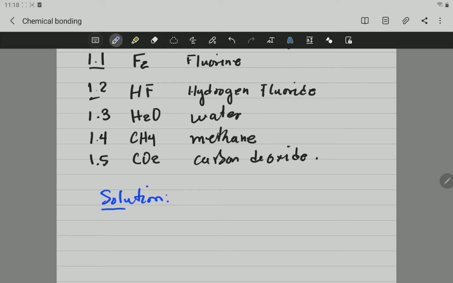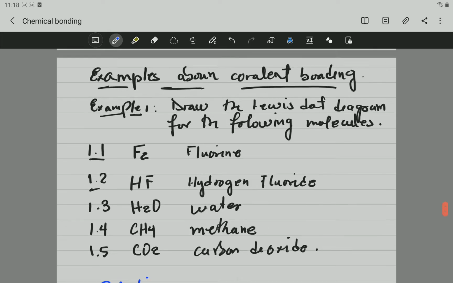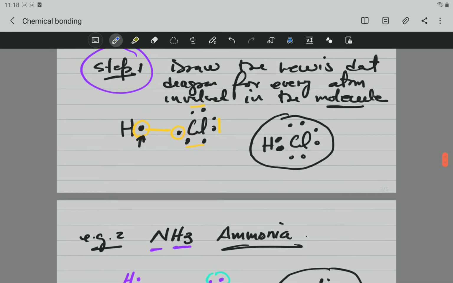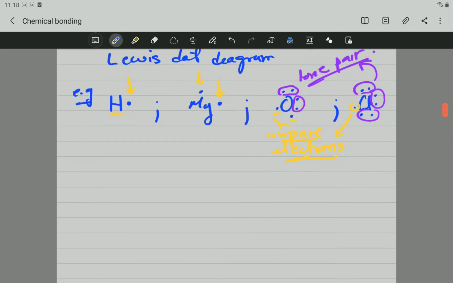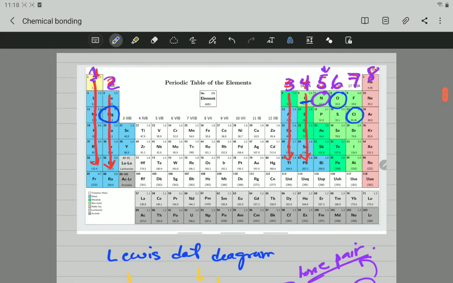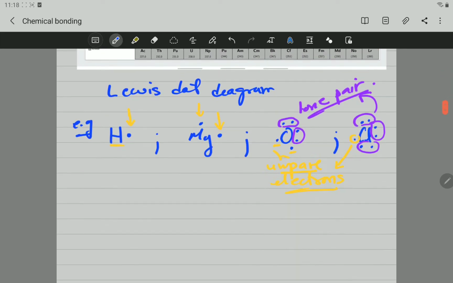Solution. Let's start with 1.1, fluorine. Fluorine is F2, so we have two fluorines bonded to form a molecule of fluorine. Now let's find out the valence electrons for fluorine. We go to the periodic table. Fluorine is right here in group 17, and therefore it has 7 valence electrons.